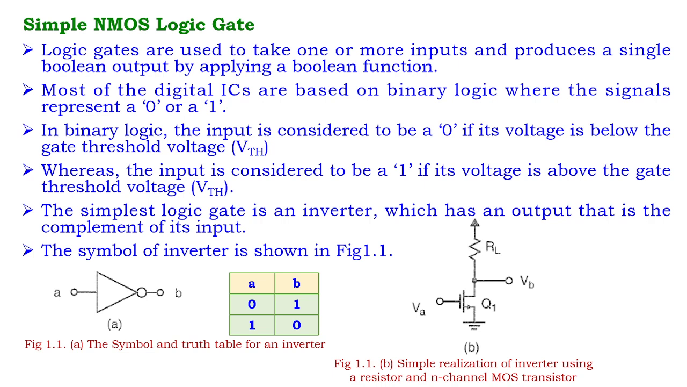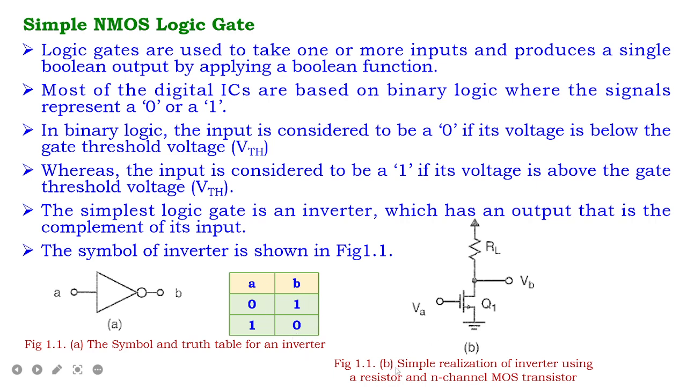The simplest logic gate is an inverter, which has an output that is the complement of its input signal. The symbol of the inverter is shown in figure 1.1. The first one represents the symbol of the inverter, where A is the input and B is the output, which is equal to the inversion of A, the Boolean function of the inverter with input A and output B. So when A is 0, the output B, the inversion of A, is 1.